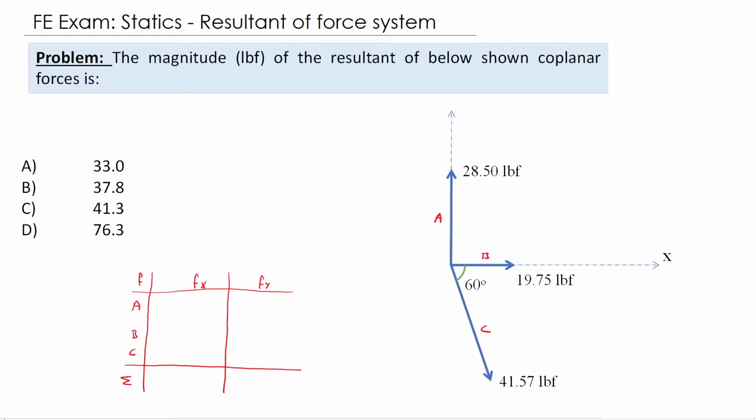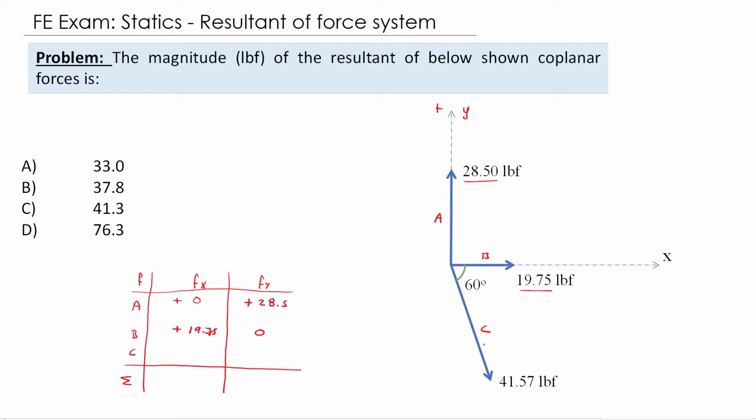For force A, it's 28.5 pound force in the positive y direction, and there is no component in the x direction. So we have a plus 28.5. For force B, we have a 19.75 pound force in the x direction, and there is no component in the y direction. So we have a plus 19.75 and we have 0.